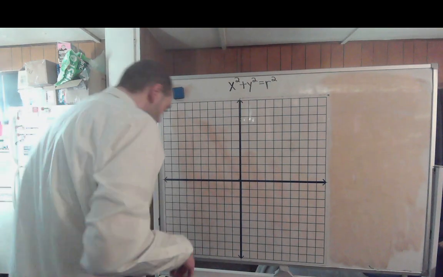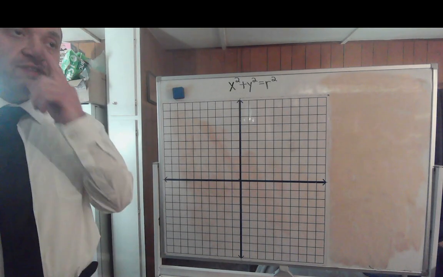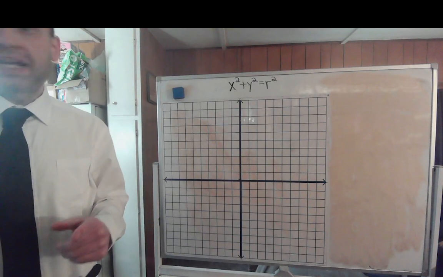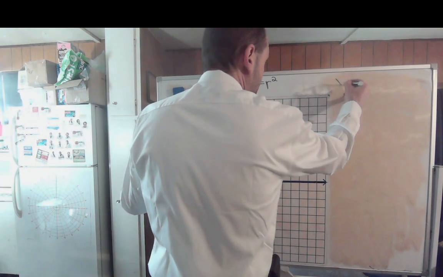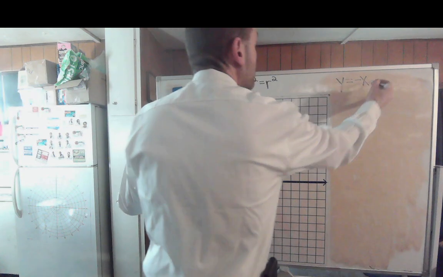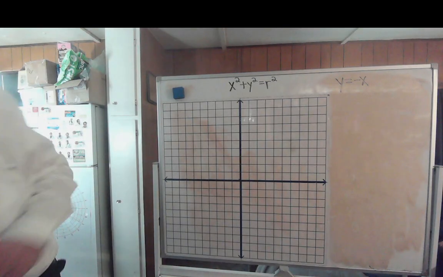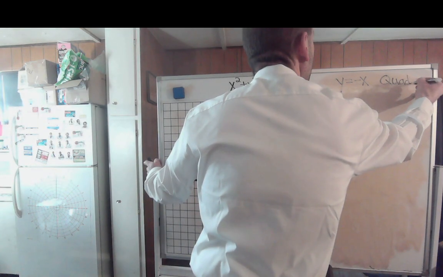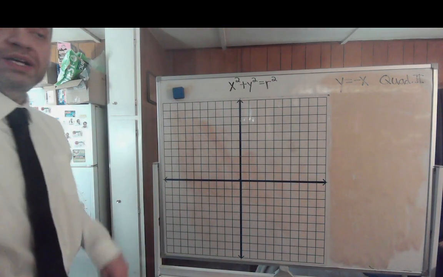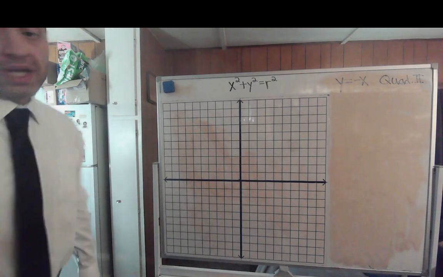Alright, so we have the terminal side of an angle lies on a line. So the line they give us is that y equals negative x. The terminal side of the angle lies on that line located in quadrant 2. So how in the heck are we going to figure something out like that? Well, this isn't as bad as you think.